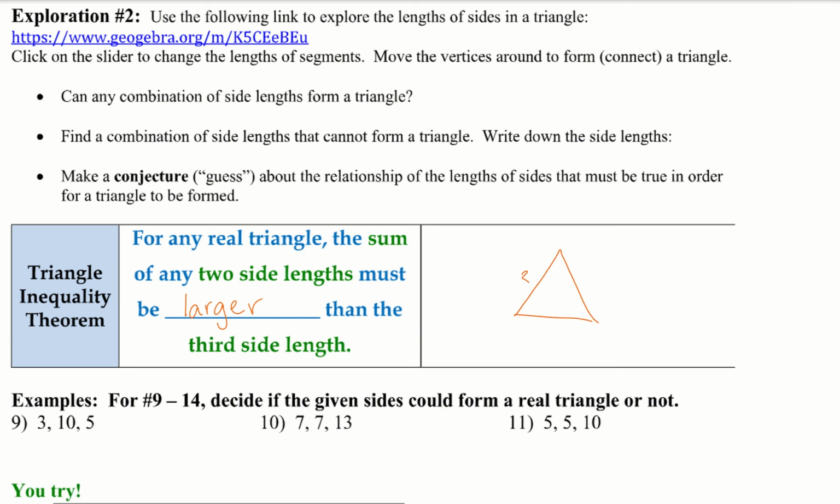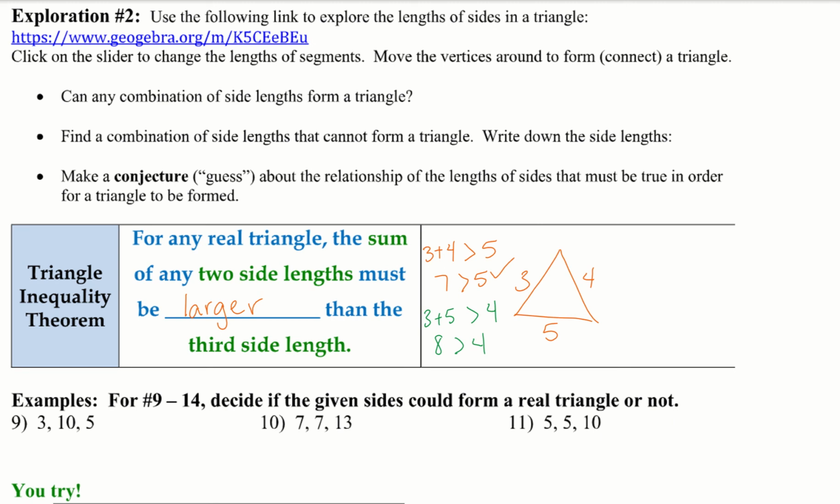So let's do 3, 4, and 5. So if I do 3 plus 4, it has to be greater than 5. So 7 is greater than 5, so that one checks out. Let's change up the colors. Let's do 3 plus 5. Has to be greater than 4, so we have to be using all the side lengths. It's not going to be greater than 5 every single side, every single time. So now I have 8 is greater than 4. That one checks out.